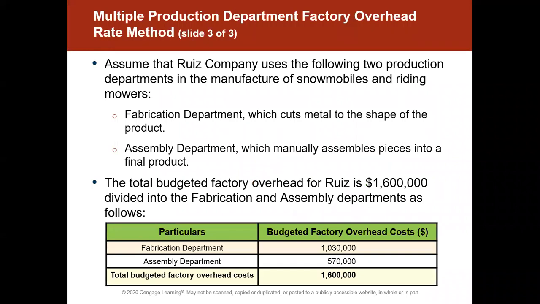All right. So Ruiz Company, remember they make snowmobiles. They have 2 production departments, a fabrication department and an assembly department. They're budgeted a certain amount of overhead costs. This doesn't tell us how they decided to split that. Often it's on the basis of just total production dollars, right? Like, this department does 67% of it and this one does 33%. And so they do it that way.